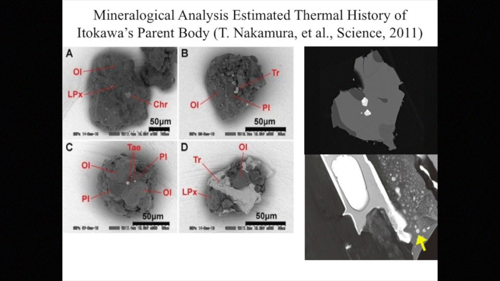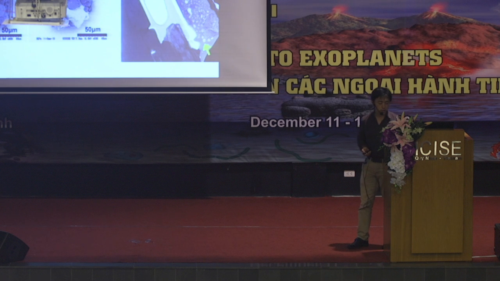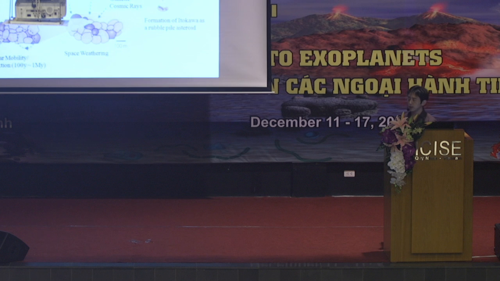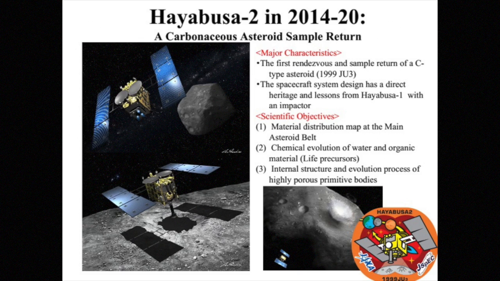And also, once we studied the vesicular features of individual particles, you can see the minerals, and you know how much temperature it takes to melt the minerals. Therefore, you can presume the minimum internal temperature of the parent body of Itokawa. So by having both remote sensing and sample analysis, you can actually have a total genesis of an asteroid.